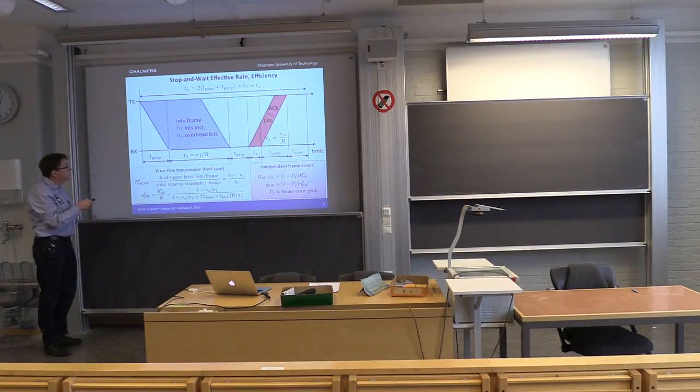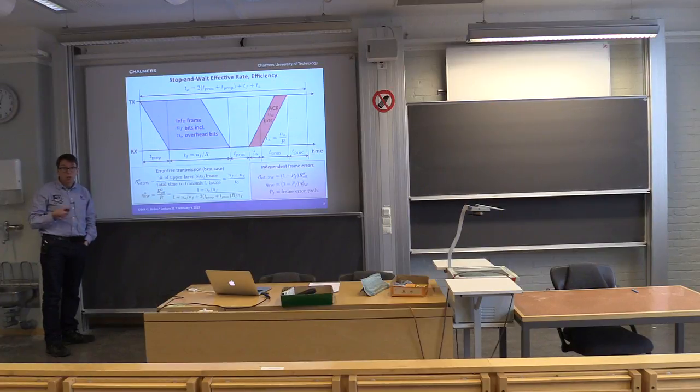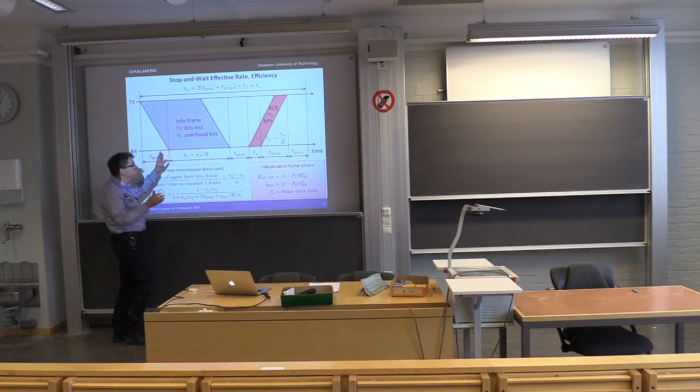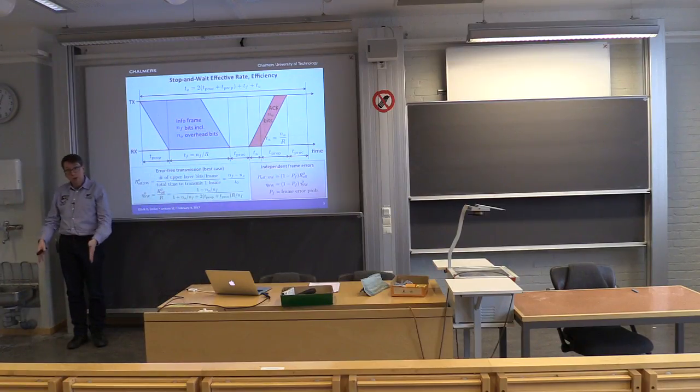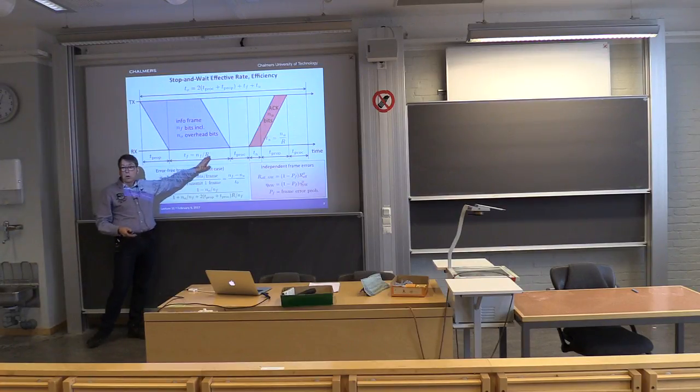It takes some time to transmit this frame. It takes TF seconds, which depends on the number of bits in the frame divided by R, where R is the bit rate of the layer below us. What we do as a protocol here is take this frame and push it down the stack, and the layer below takes it and transmits it with a certain rate R.